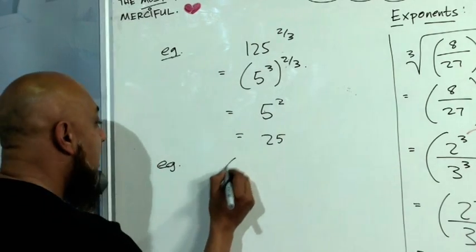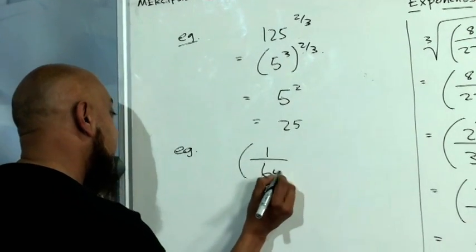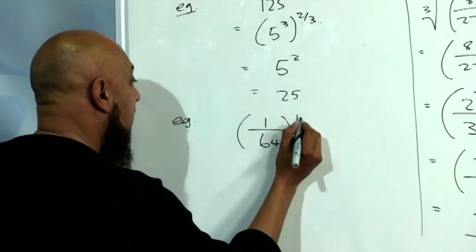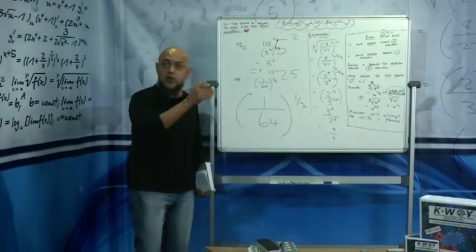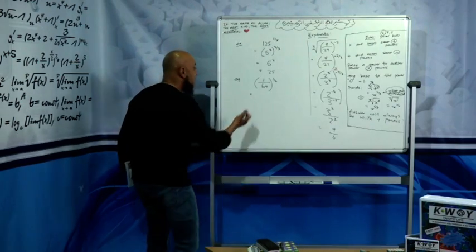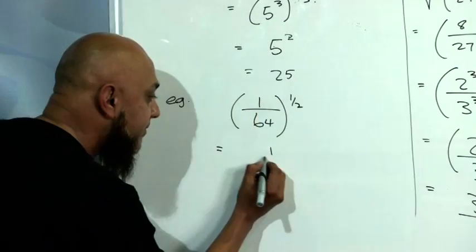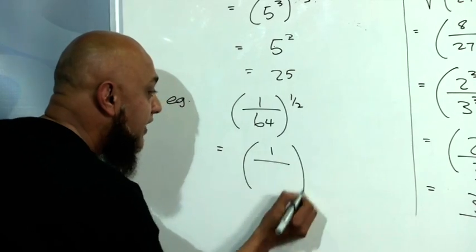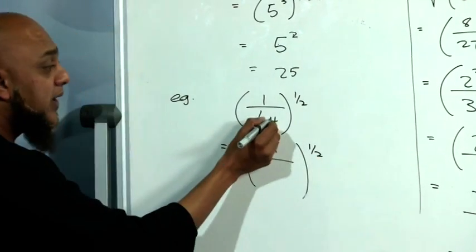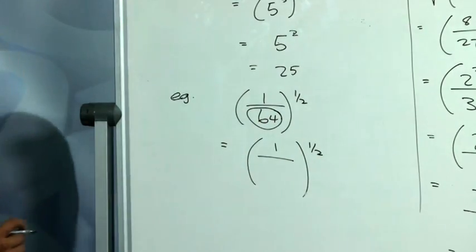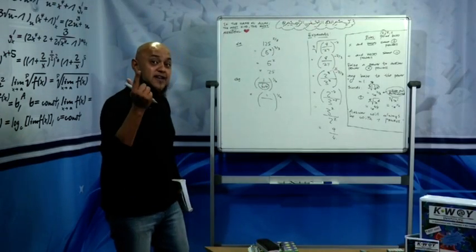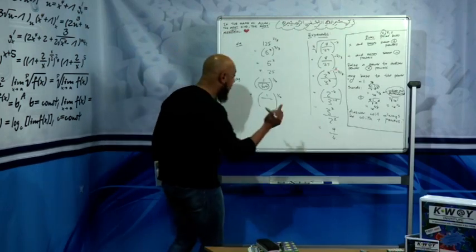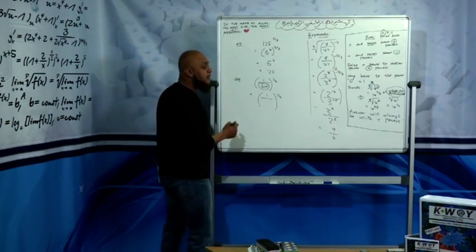Okay, I tell you now, 1 over 64 to the power a half. Now we know that the number 1 to any power is still the same. It's still 1. So 1 to the power half is 1 over, in fact, let's leave the half there. Let's bring the number 64 to a prime base. To what base are we going to be bringing it? To a base 2, a 3, or a 5? Base 2, of course.